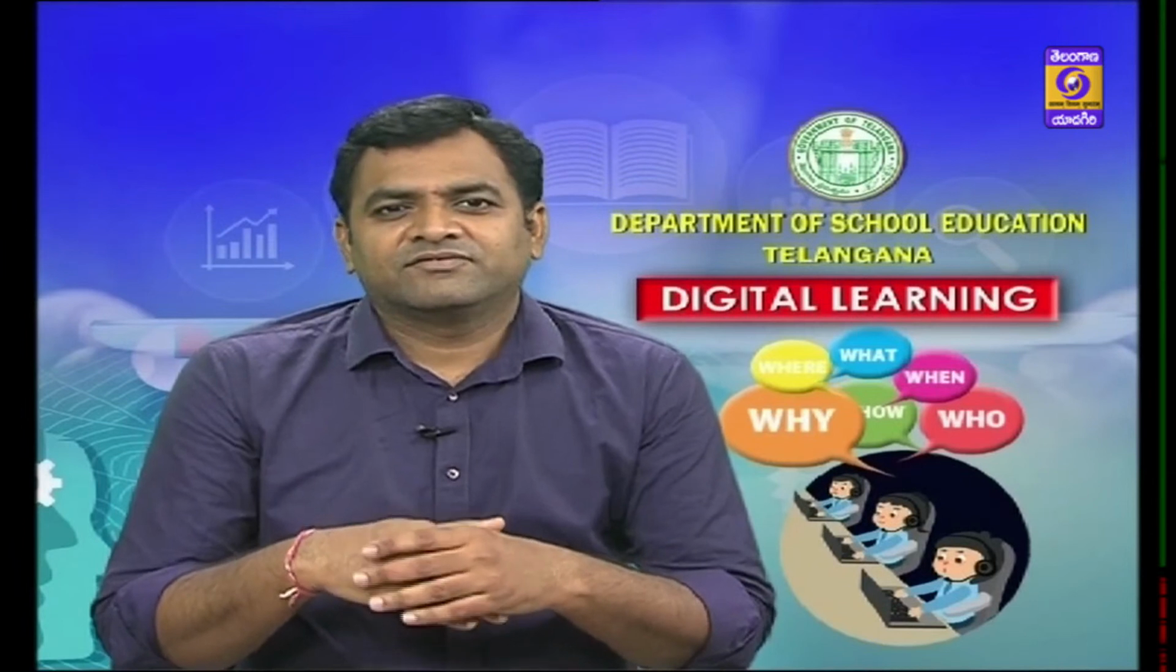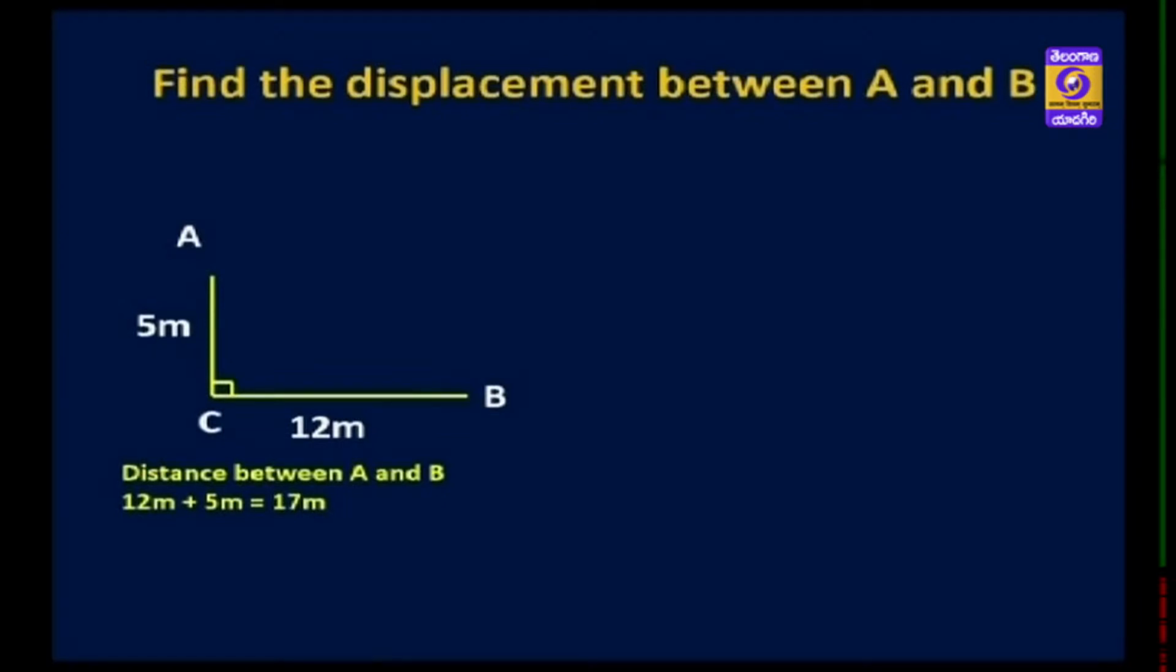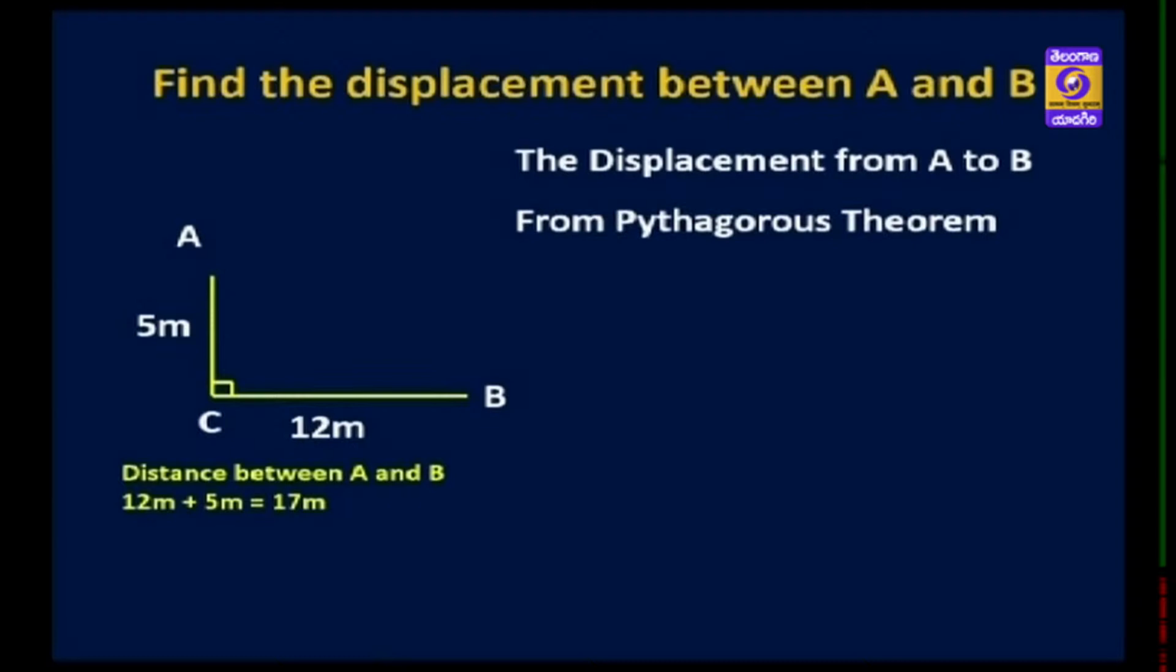Children, we have discussed distance earlier. In the same numericals, let us calculate the displacement. In the earlier question, where we found distance between A and B, we got distance between A and B to be 17 meters. Now let us calculate the displacement. Here AC is perpendicular to BC, we can consider ACB as a right angled triangle. So to find out the displacement, that is from A to B, we use Pythagoras theorem. So AB being hypotenuse, AB square should be equal to AC square plus CB square.